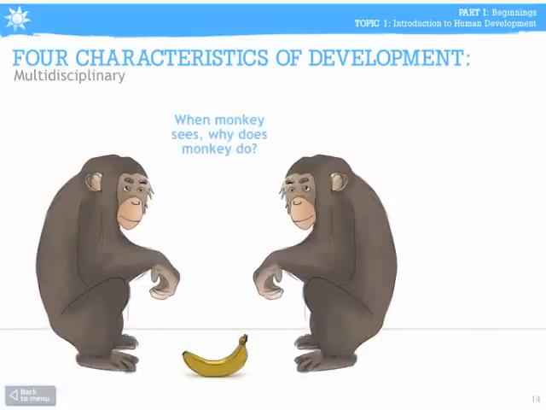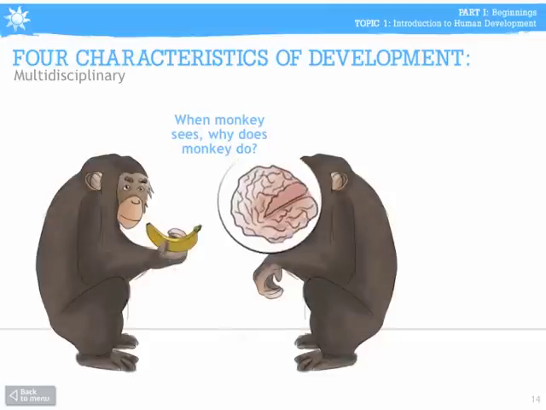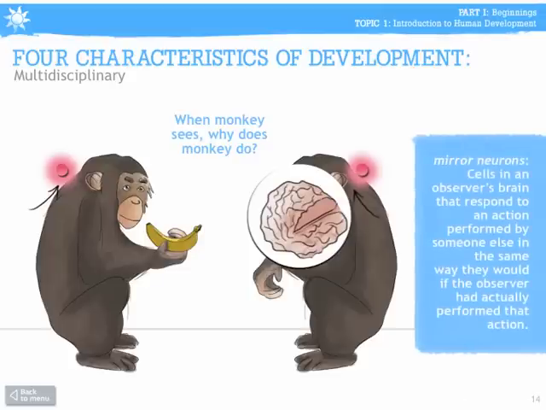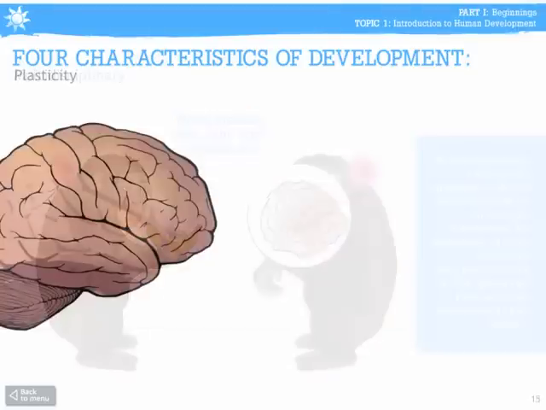Researchers in various disciplines see important implications in the discovery of mirror neurons. For instance, social psychologists think mirror neurons help people empathize with one another. Cognitive psychologists suggest that mirror neurons explain newborns' ability to imitate what they see. So that's the whole monkey see, monkey do idea. Mirror neurons are cells in an observer's brain that respond to an action performed by someone else in the same way they would if the observer had actually performed that action.